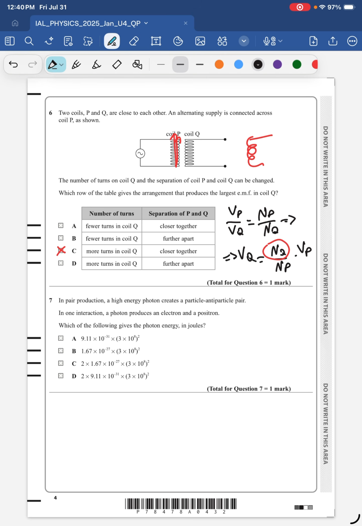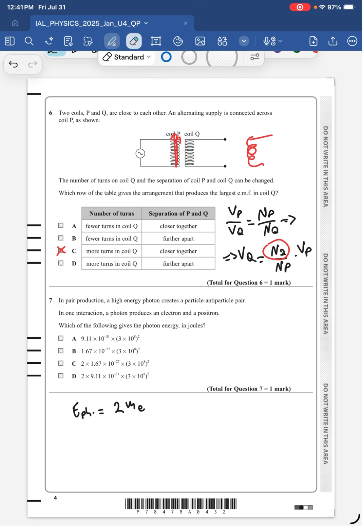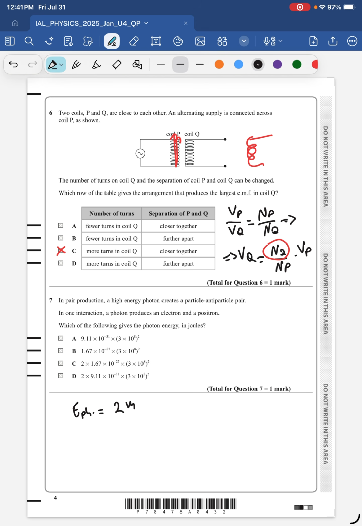Okay, 7. In pair production, a high-energy photon creates a particle-antiparticle pair. In one interaction, a photon produces an electron and a positron. Which of the following gives the photon energy in joules? So the energy of the photon is going to be 2 times the mass of one electron... do they specify? Now I'm confused. Wait, they don't specify what kind of particle it is. So yeah, 2 times the mass times c squared.